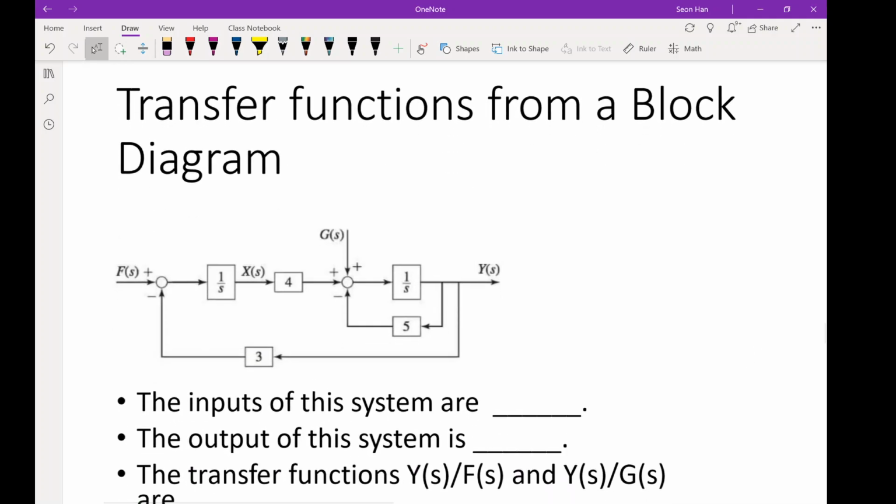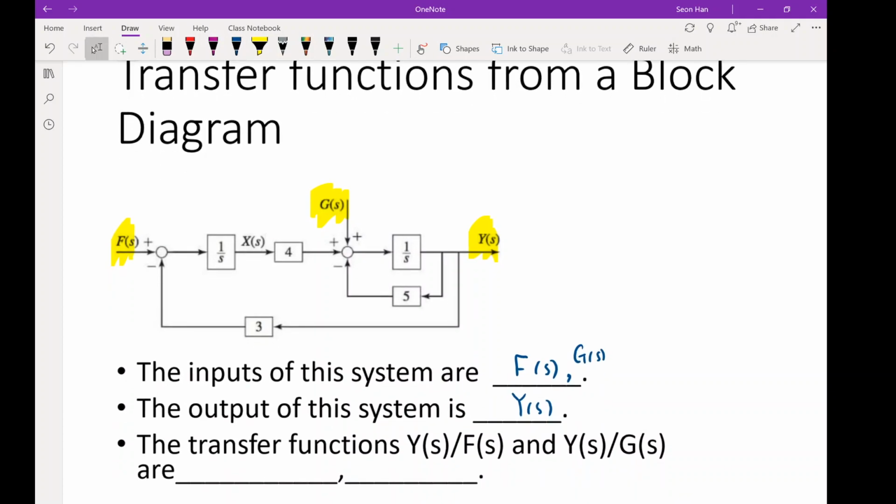So, transfer function from a block diagram. Let's see. The inputs of the system: there's actually only one input, that's your F(s). The output of the system. Oh, wait a minute, I think I made a mistake. Can you tell which one? I should really read what I wrote. Oops, I didn't mean that. Look, I have another input. I didn't say that one. So you have G(s).